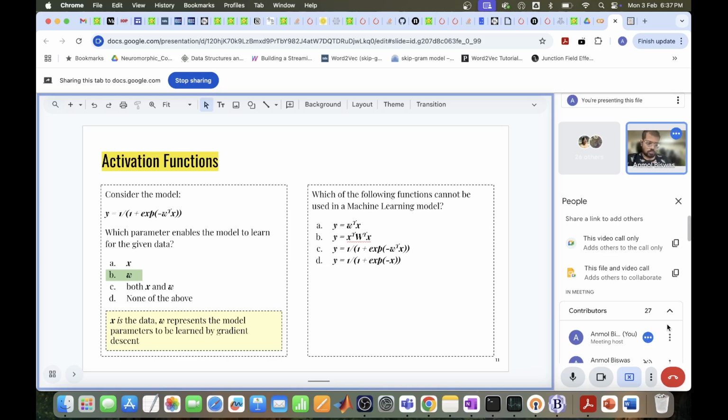For this question, we will discuss some of the properties that an activation function, or any kind of function that you have describing a layer, must have, right?